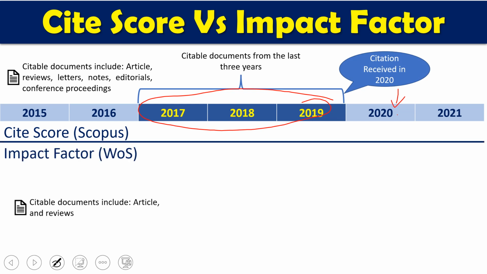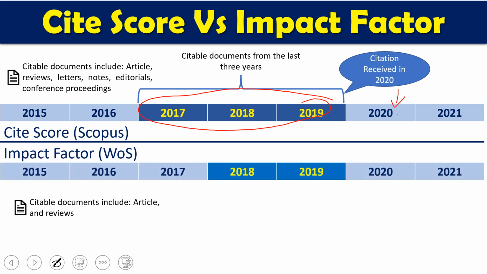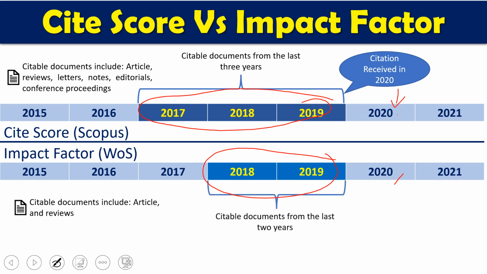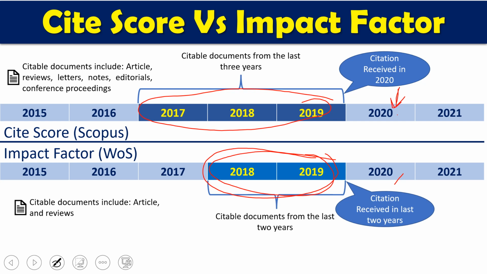Similarly, the impact factor, the parameter given by Web of Science, takes only citable documents like articles and review articles, not editorials, notes, or letters. They are not considered here. If I want to calculate the impact factor for 2020, I take the papers published in the last 2 years, 2018 and 2019, that are citable documents, and how many citations occurred in 2020. Here, in case of cite score, we see how many citations in 2020 for the last 3 years' papers.